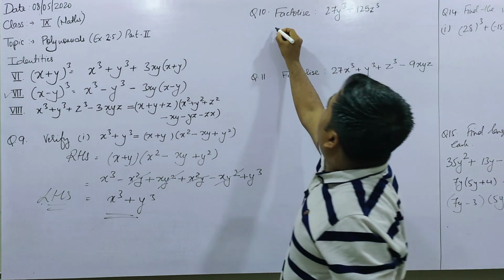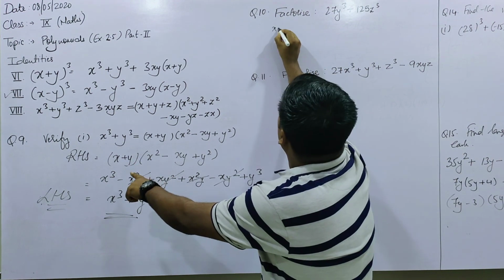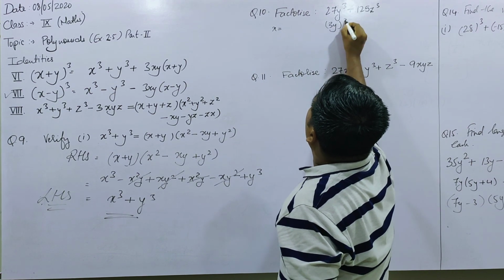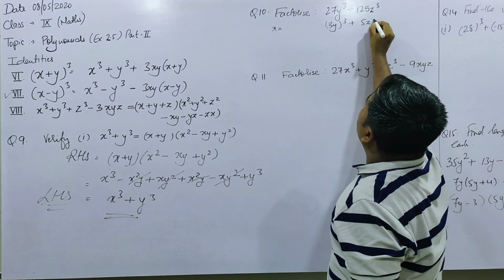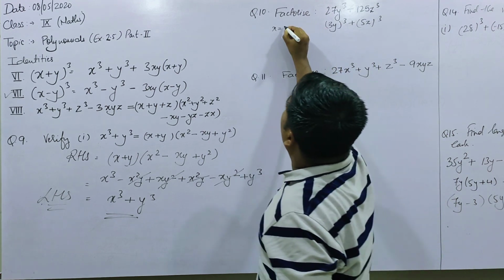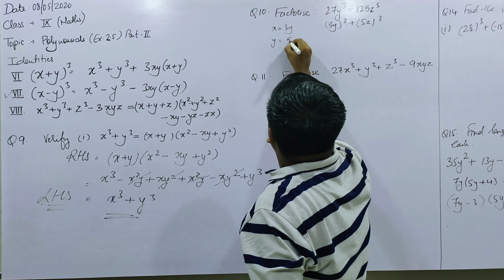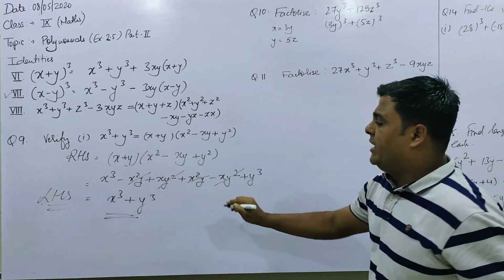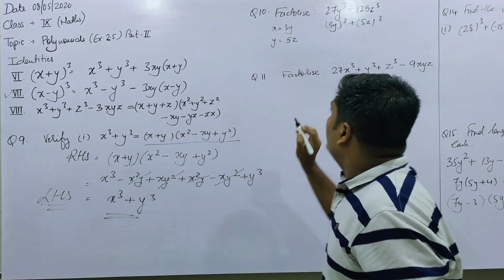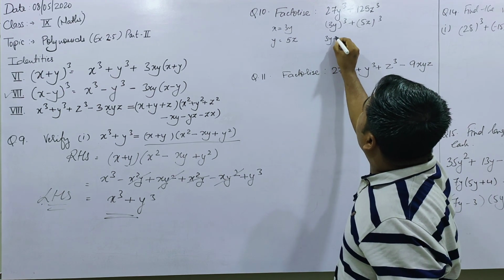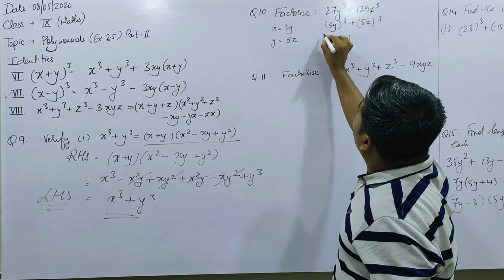So I will find the value of x. See, this is (3y) whole cube and this is (5z) whole cube. So the value of x is 3y and the value of y is 5z. Now I am using the identity. This identity I will be using. Now let us see, x plus y is 3y plus 5z.